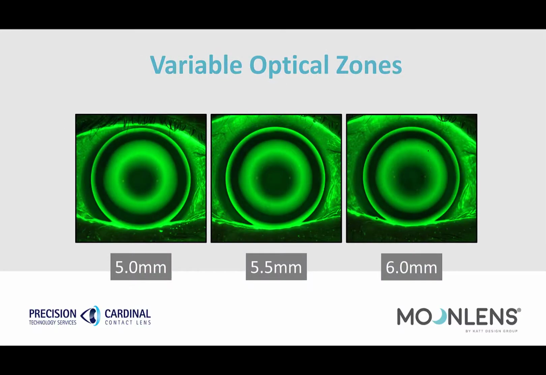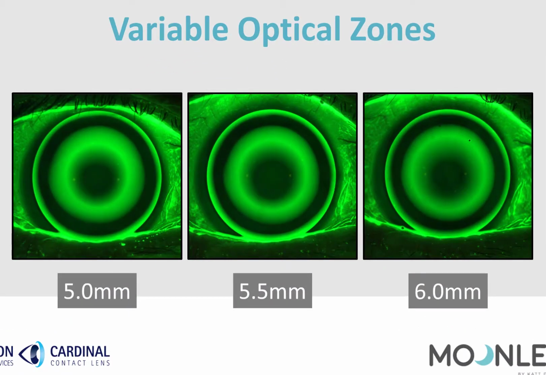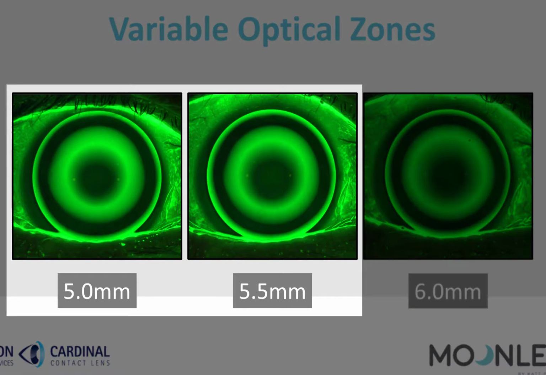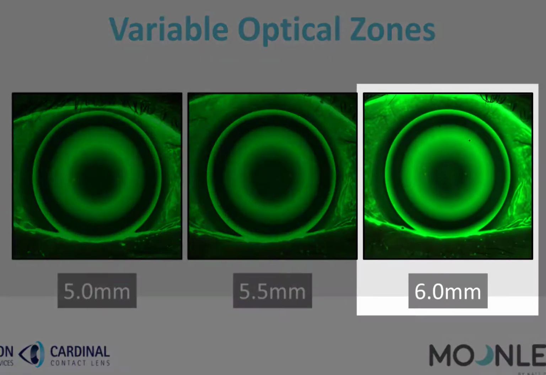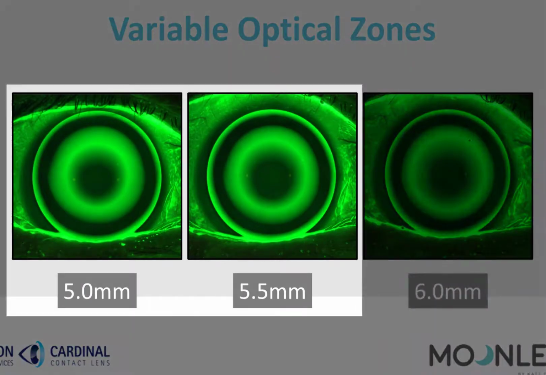One of the unique features of the MOONLENS is the use of variable optic zones to provide age-specific optics for your patients. The smaller optic zones are employed in children for myopia management. The larger OZ is designed to reduce aberrations in the more visually sensitive adult eye. Additionally, the smaller optic zones are more effective at creating higher refractive changes.